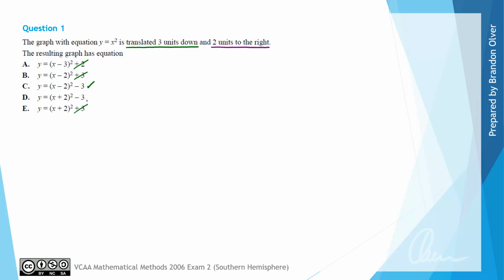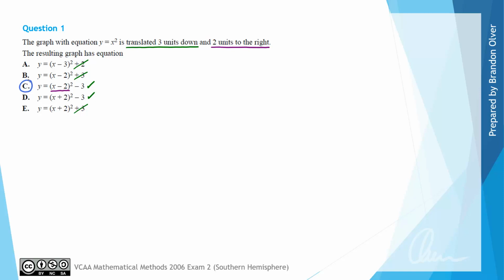But at this stage, the -3 and the -3 at the end of options C and D would translate the graph 3 units down. The only difference now is whether we want x subtract 2 in the brackets or x plus 2 in the brackets to account for the translation of 2 units to the right. When we want to go 2 units to the right, or in the positive x direction, we actually need x subtract 2 inside the brackets. So that means C is the correct answer for question 1.